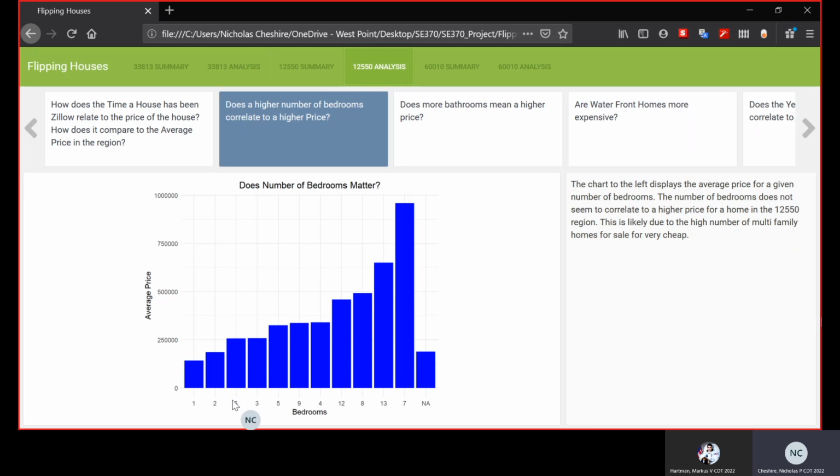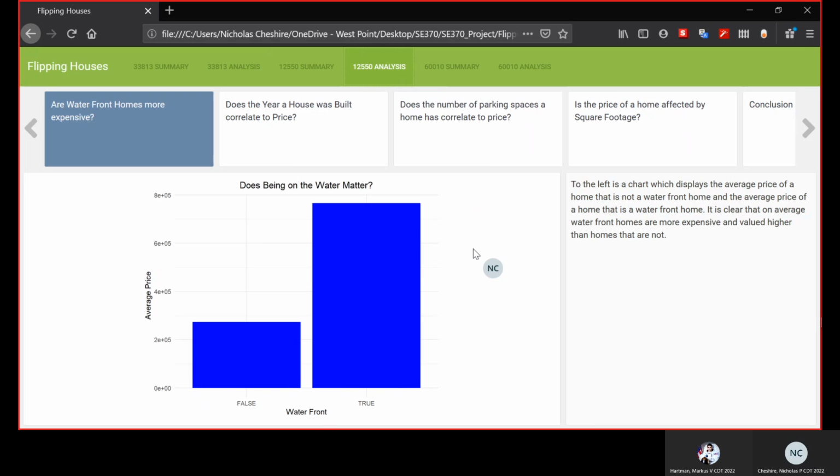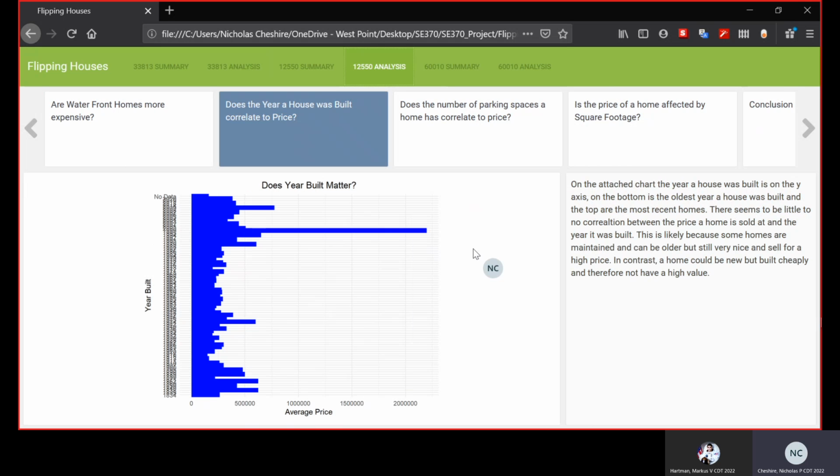If we look here, it skips around these numbers a lot, and you can't really determine any trends based off of that. So bedrooms do not correlate to higher price. However, bathrooms do. As you can see here, the number of bathrooms does correlate to a higher price, as well as being on the water. If you have a waterfront home, it will be generally more expensive.